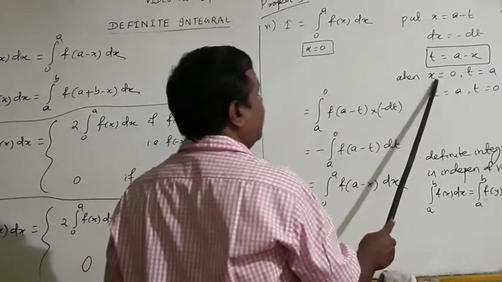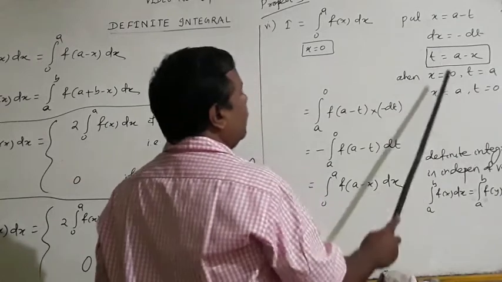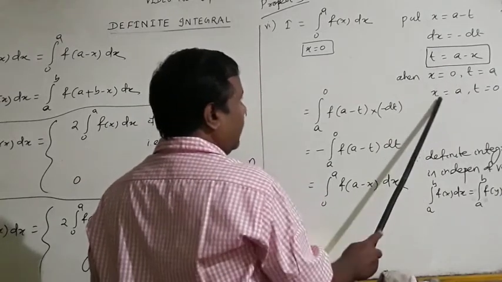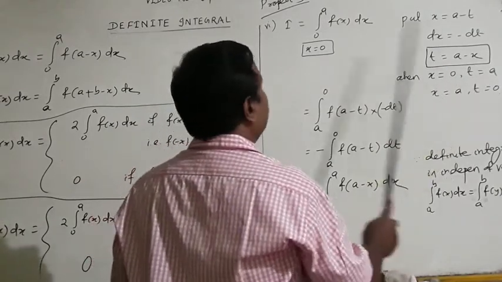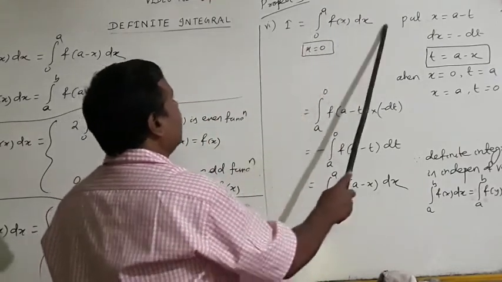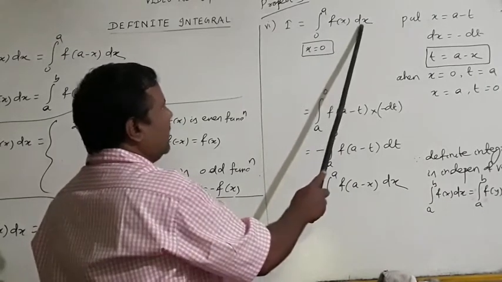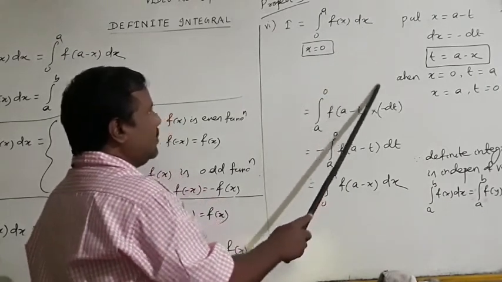Now look at here. When x is 0, what happens to t? t is equal to a. When x is equal to a, what happens to t? It is 0. So the definite integral will convert to what form? In place of x, you have to write a minus t. In place of dx, you have to write minus dt.